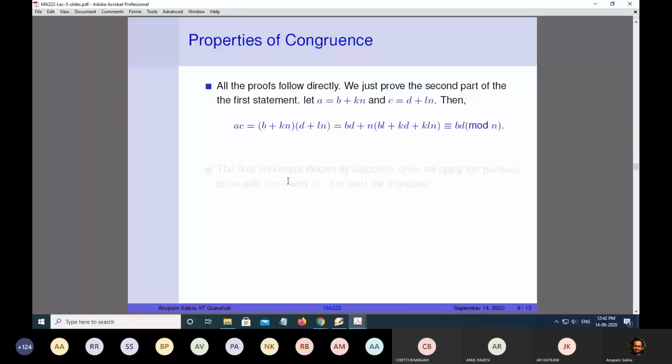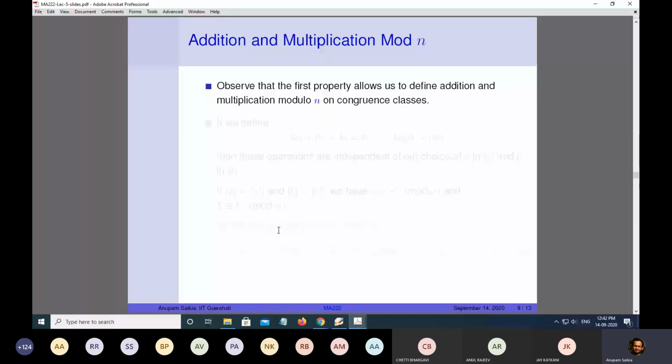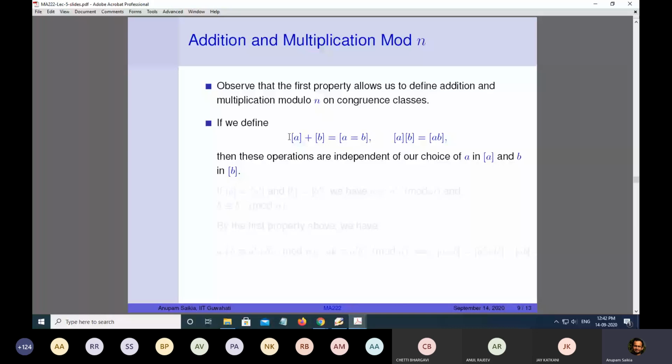This is just a comment that the other two properties follow from this. That actually tells us that we can define addition and multiplication on congruence classes. That is important. Suppose I have two congruence classes of A and B. I can define their sum to be the class of A plus B, and their product to be the class of their product. In other words, addition commutes with taking congruence class: take congruence class and add, or add first as integers and then take congruence class. It's the same thing. Or you multiply the congruence classes, or multiply as elements and take their congruence class. It's the same thing.